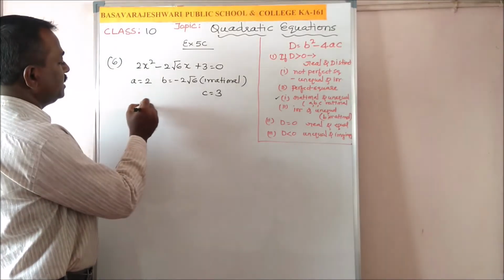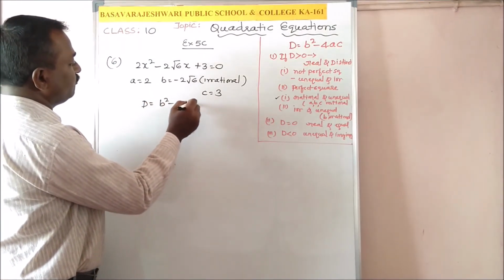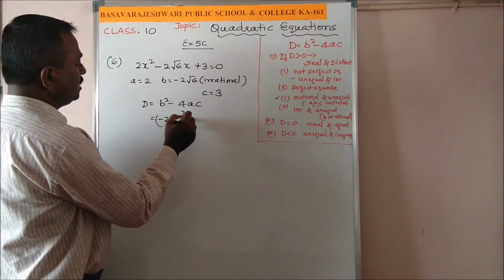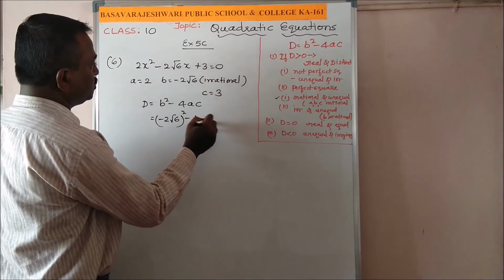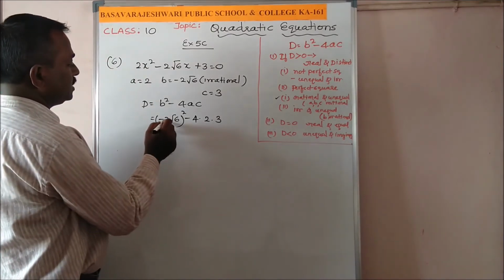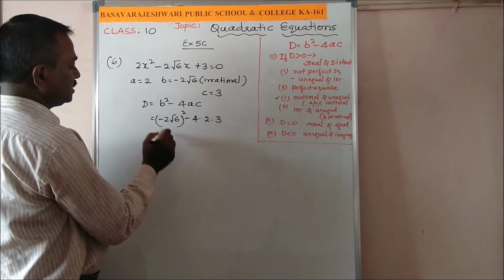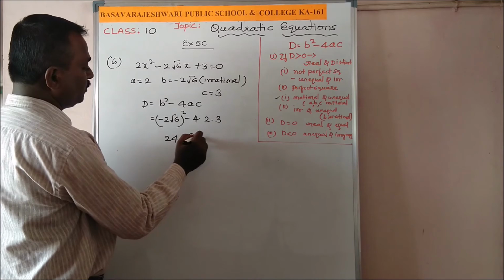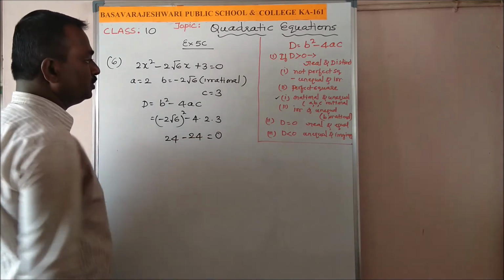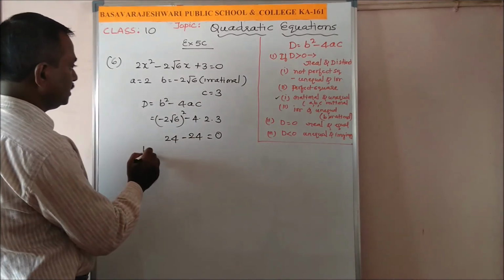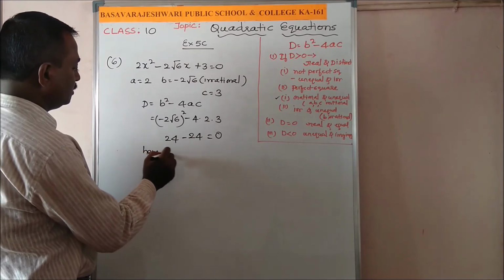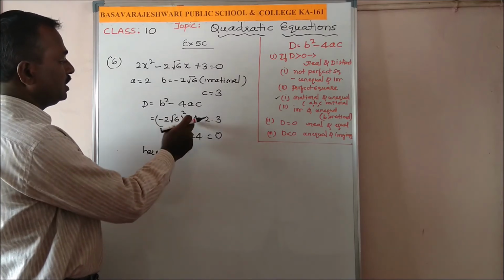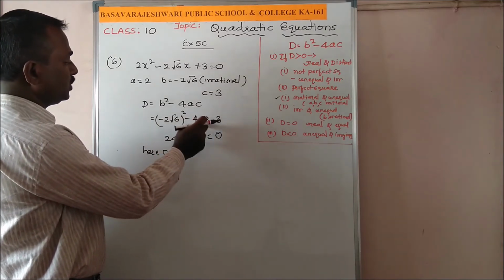So what is the discriminant? D = b² − 4ac. b² means (−2√6)² minus 4 into a, which is 2, into c, which is 3. So 2 squared is 4 into 6 is 24, minus 12 into 2 is 24. So 24 − 24 is 0. Here D is equal to 0.